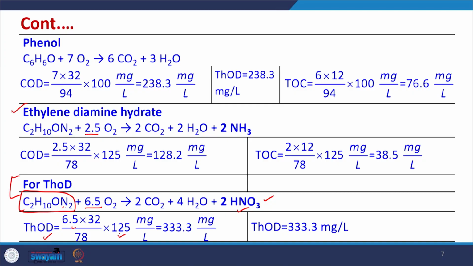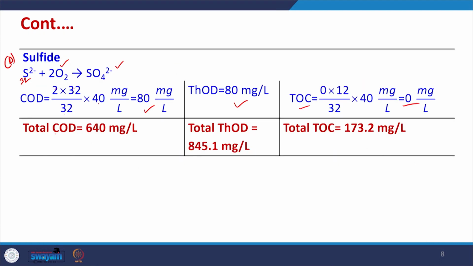So, what we do is that we add all the COD values. So, the COD values were like 238.3, 128.2, then again here 80. So, if we add all the COD values for all the 4 compounds, it will come out to 640 milligram per liter. Similarly, for ThOD there will be some difference.